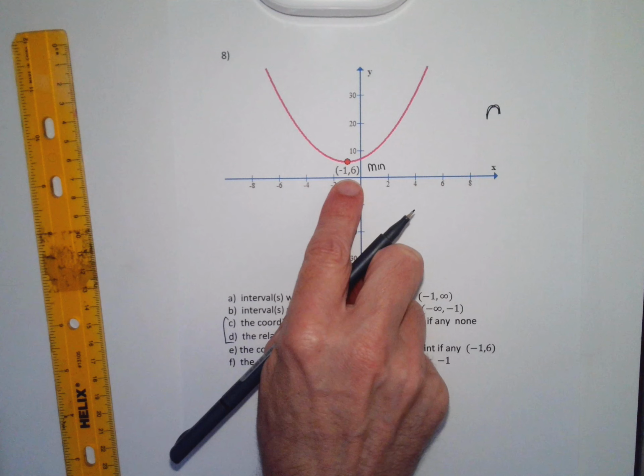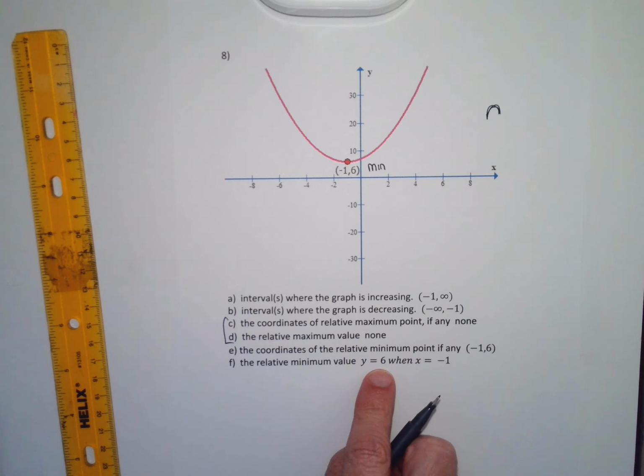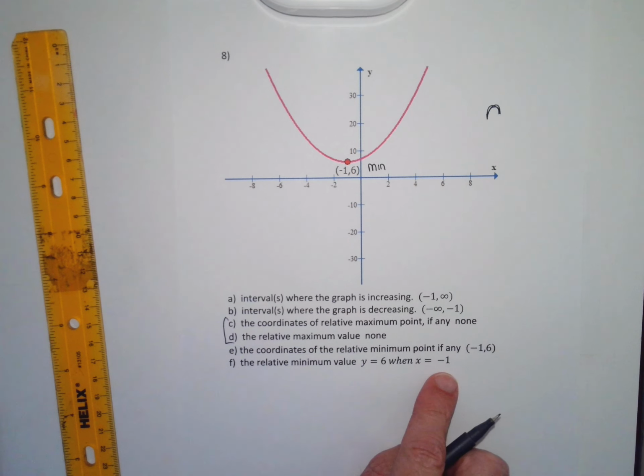But there is a minimum point. The coordinates of the relative minimum point is the point -1, 6. And the relative minimum value is y equal to 6, which is the y-coordinate of that minimum point, and then we say which occurs when x equals -1.